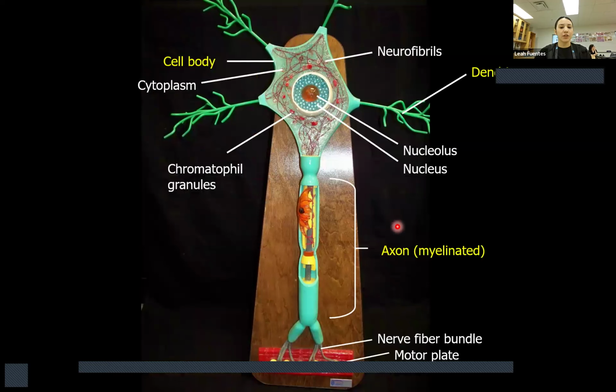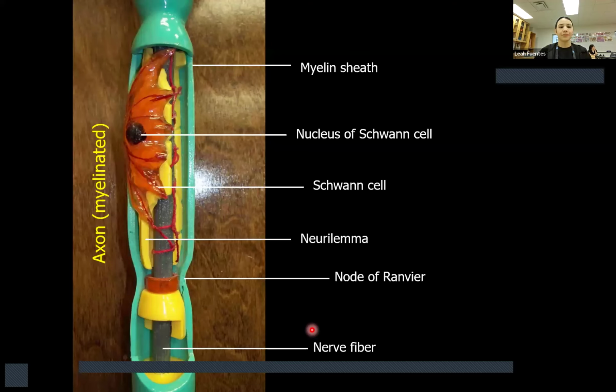So again, we're just getting a closer look at the axon in this second image here. Again, anything that is on this slide is fair game for your practical and having to be able to label out.